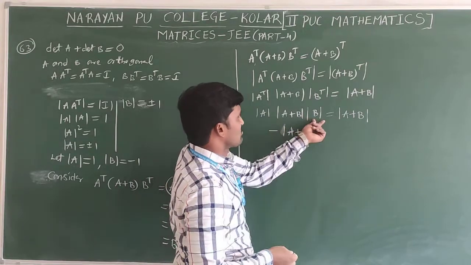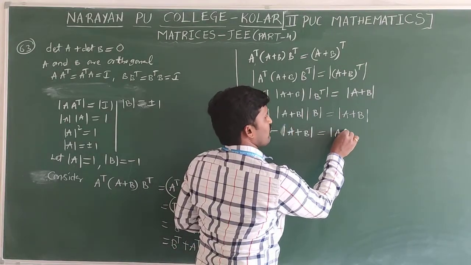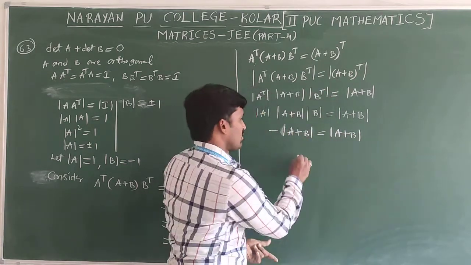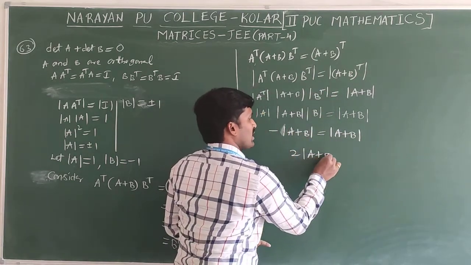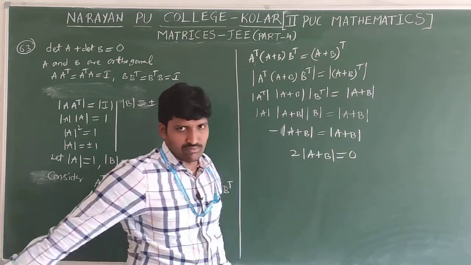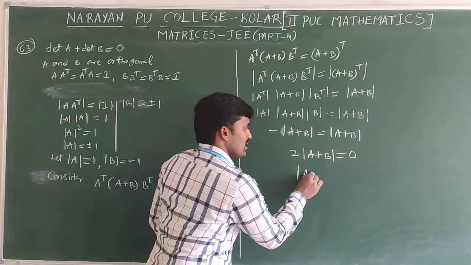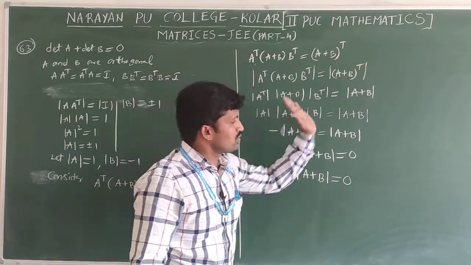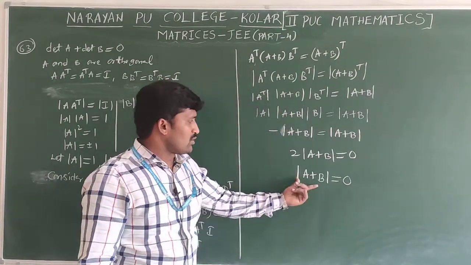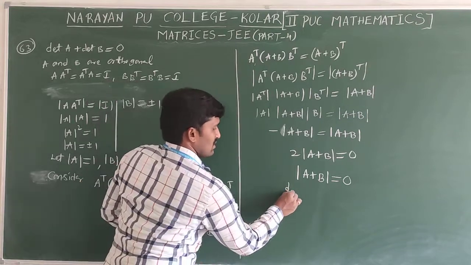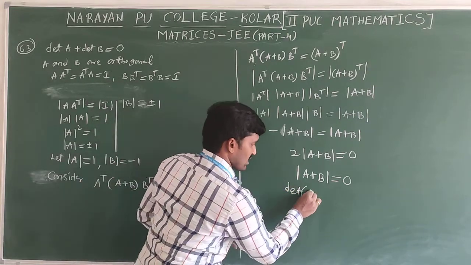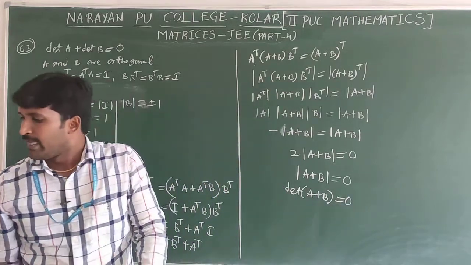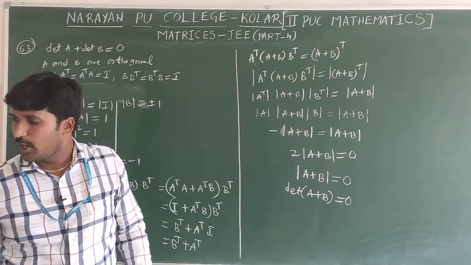This is 1 and this is minus 1, equal to det of A plus B. Now if you take this value to the right side, in total you will get 2 into det of A plus B equal to 0. From this, we can find that det of A plus B is equal to 0 by 2, dividing that side. Now they have given a symbol like this. Det is a symbol, a notation you can write like this. Det of A plus B value is 0. Now 0 means which option is correct? Option C.